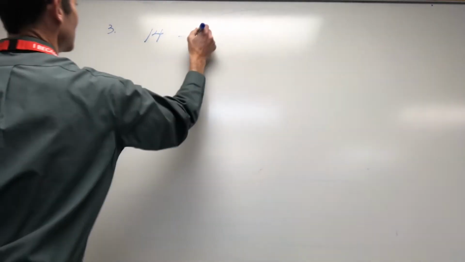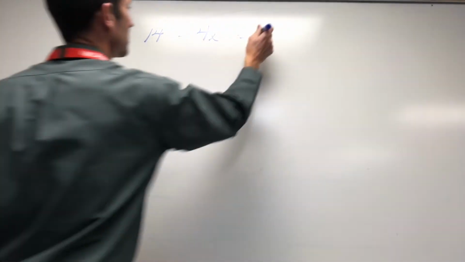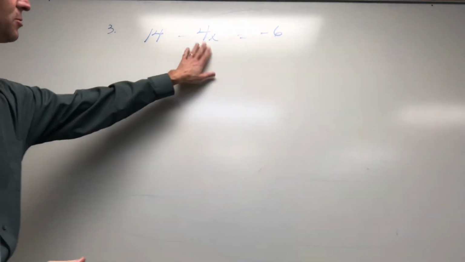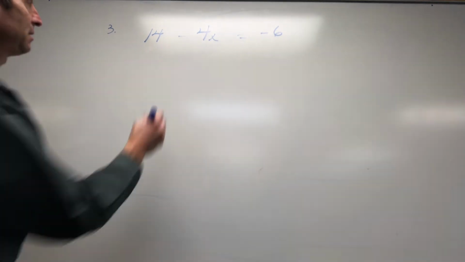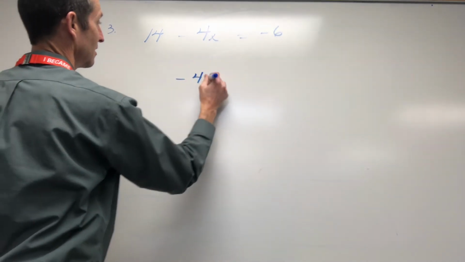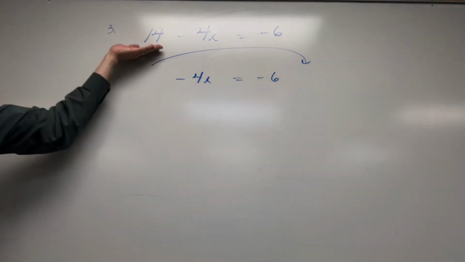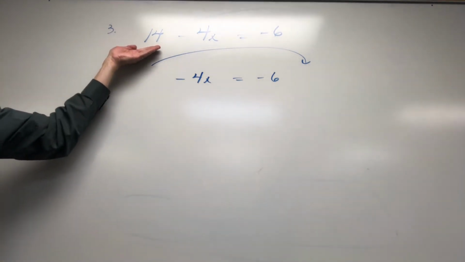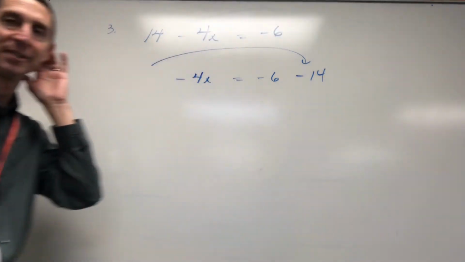14 minus 4x equals negative 6. All right, so again, locate your x. He's right here. Negative 4, 14. So we want to take care of this 14 first. So grab the 14, move him over. On the left side, he was positive 14. I cross the equal sign, so over here he becomes negative 14.